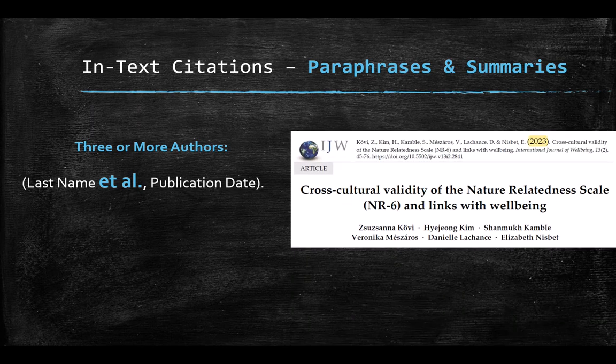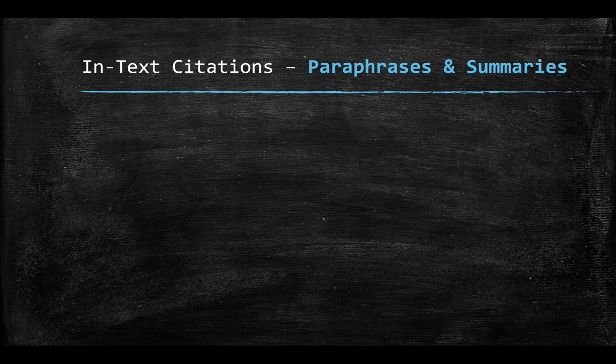Let's use this journal article as an example. You can see there are 6 authors. The first one listed is Susanna Covey. So, the in-text citation would be Covey et al., comma, 2023. So far, we have looked at books and journal article sources. But what do you do with an internet source? Many internet sources do not have an author listed.